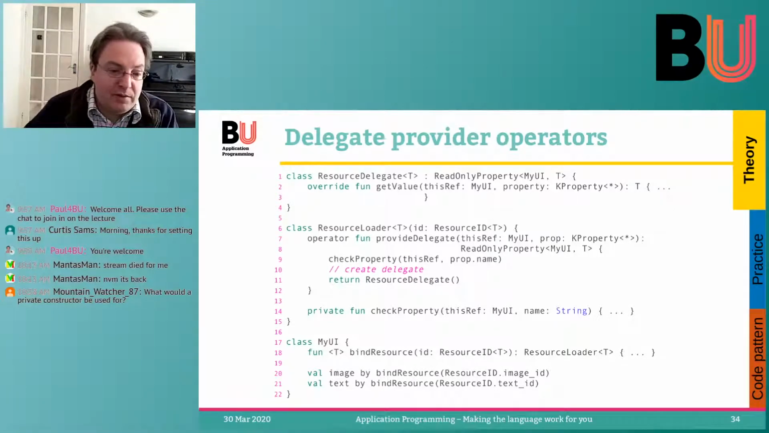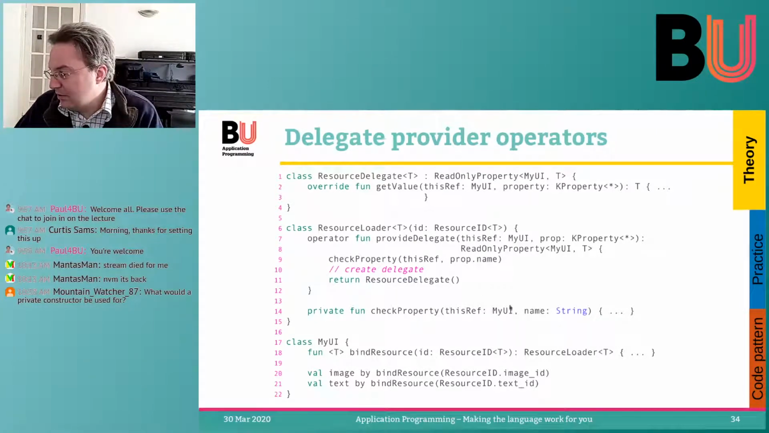So if we look at the class MyUI, what we can see here is that we have the bind resource ID.ImageID, but we actually now already know the name. So the checkProperty can check that the image name exists at that particular point in time. The alternative would be that we would have to pass the name as part of this. So checkProperty can here check this.